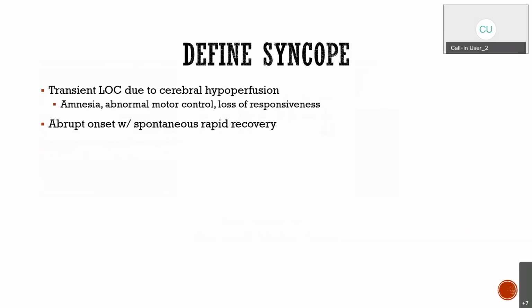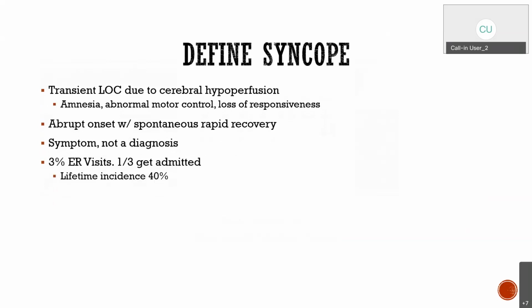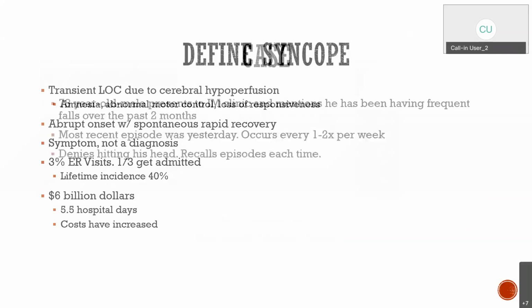Like I mentioned, it's abrupt, and it's really a symptom and not a diagnosis. As Nabil mentioned, the big thing is trying to differentiate the different types of syncope and how to characterize them. The reason it's important is because of the prevalence. It happens rather infrequently, but when it happens, it leads to a lot of hospital admissions and a lot of hospital costs, ultimately leading to the hospital paying a lot of money for things that may or may not be necessary. And we'll get more into that.